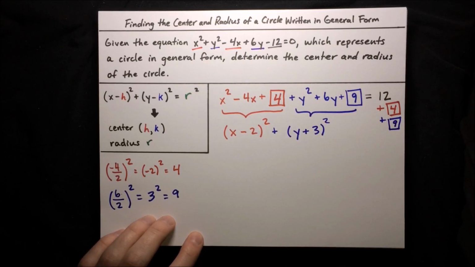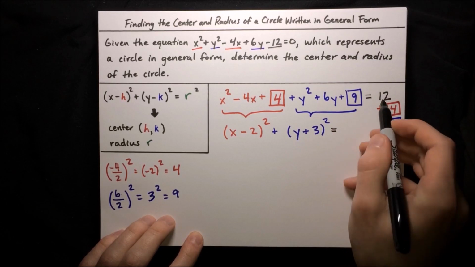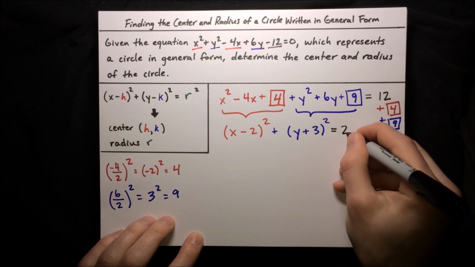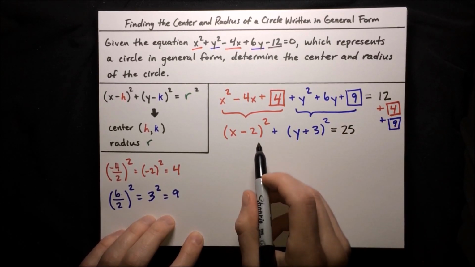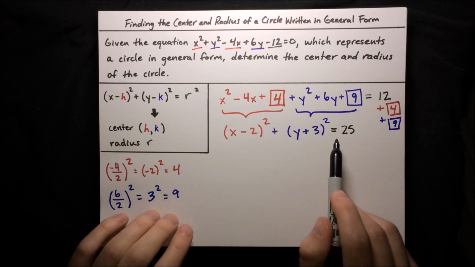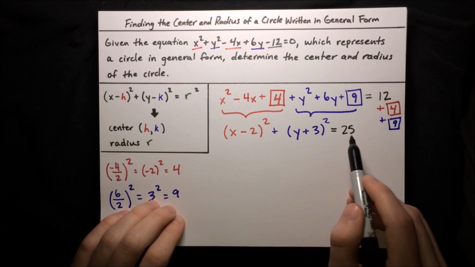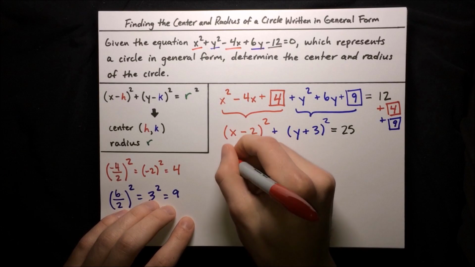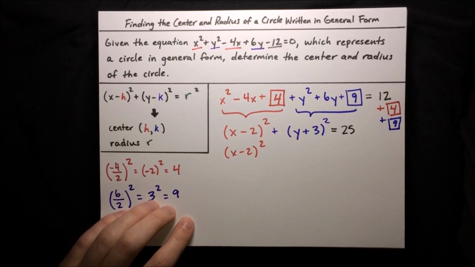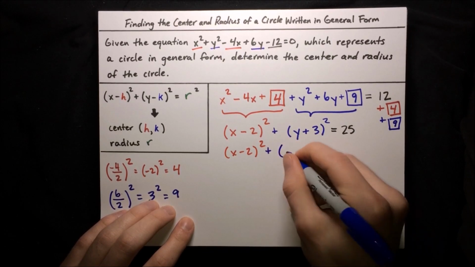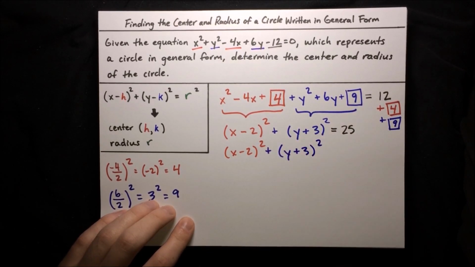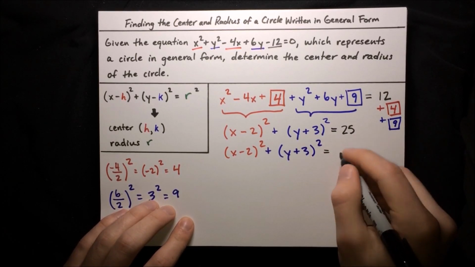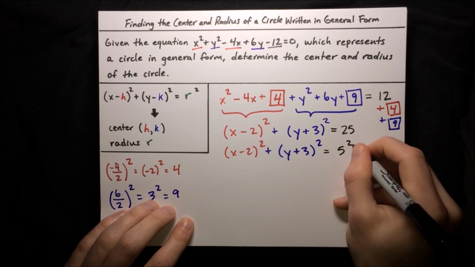And now on the right hand side, we just have 12 plus 4 plus 9. And 12 plus 4 is 16, then plus 9 is 25. Okay, great. So let's write this one more time. The only thing that we want to change here is we want radius squared on this side. Right now this is 25. So let's write this as a number squared. So this is x minus 2 squared plus y plus 3 squared is equal to, what squared is 25? Well, just think square root of 25. Square root of 25 is 5. So 5 squared is 25.